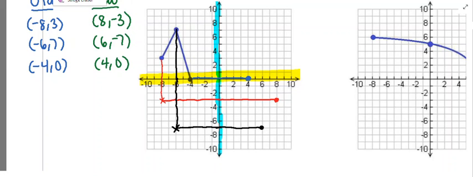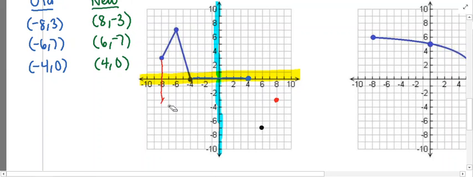I'm going to go ahead and erase the stuff in the intermediate steps here. And now I'm going to connect the dots in green. We're going to go from left to right. I'm going to start at negative 4, 0. I'm going to use a line segment to connect that to the point at 6, negative 7. And then I am going to do the same to connect 6, negative 7 to 8, negative 3. So that green graph is your final graph here.